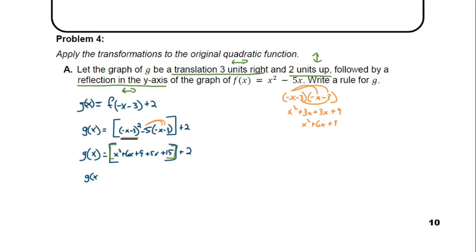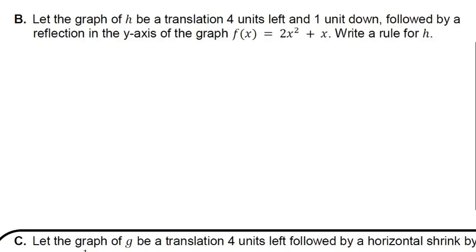So g of x equals, well, I have 1x squared. I got 6 plus 5 is 11x. 9, 15, and 2, that's 24, 25, 26, that's 26. And that would be your final answer. So to translate 3 units right, 2 units up, and then follow it by a reflection in the y-axis, that would be the new equation if this was your original. Alright, let's try problem 5. Letter B, let the graph of h be a translation 4 units left, 1 unit down, followed by a reflection in the y-axis.